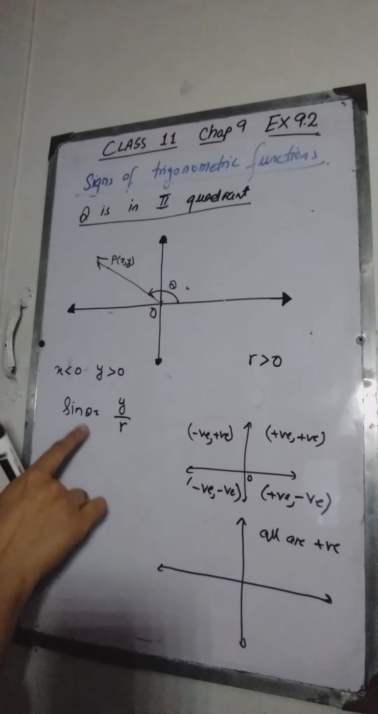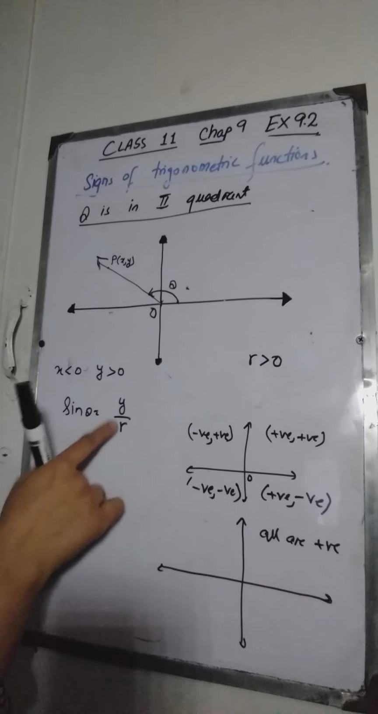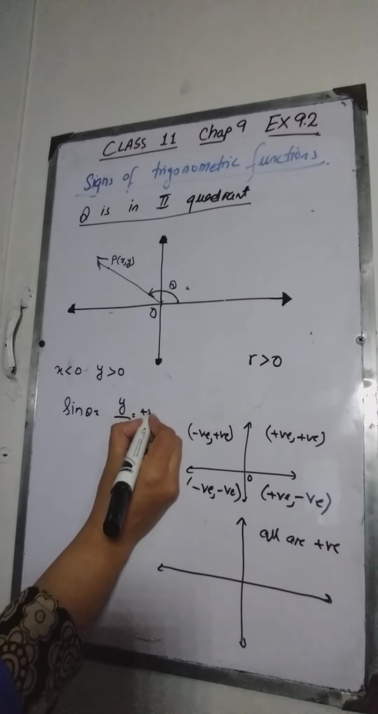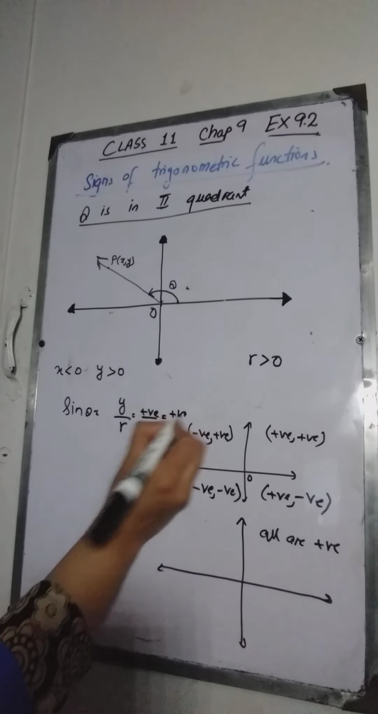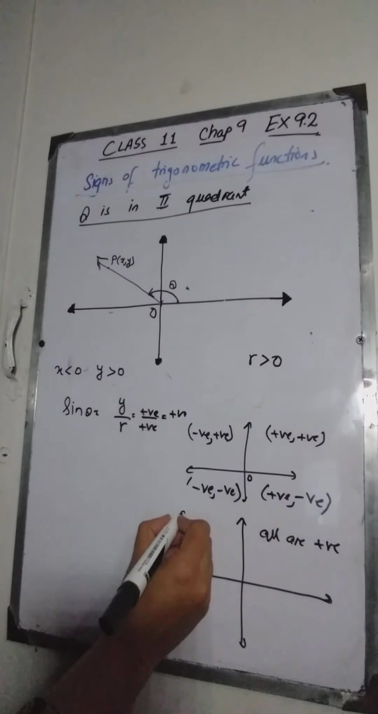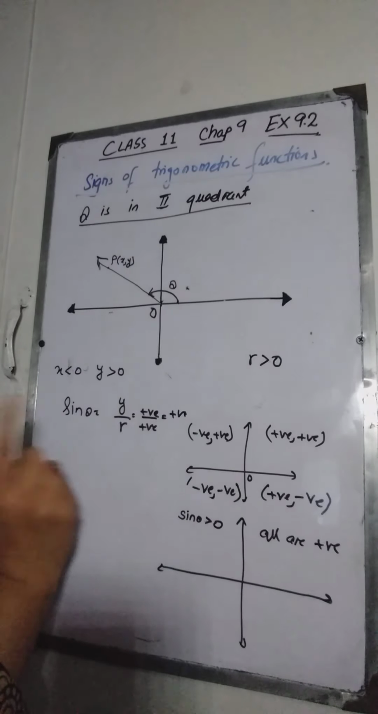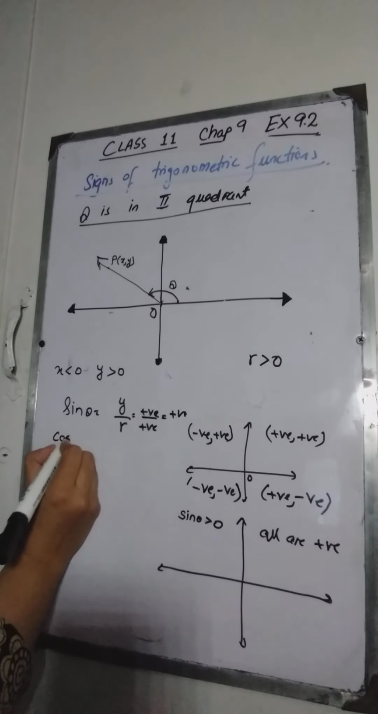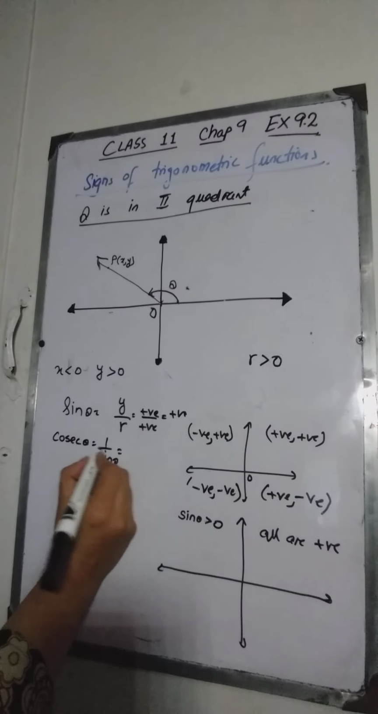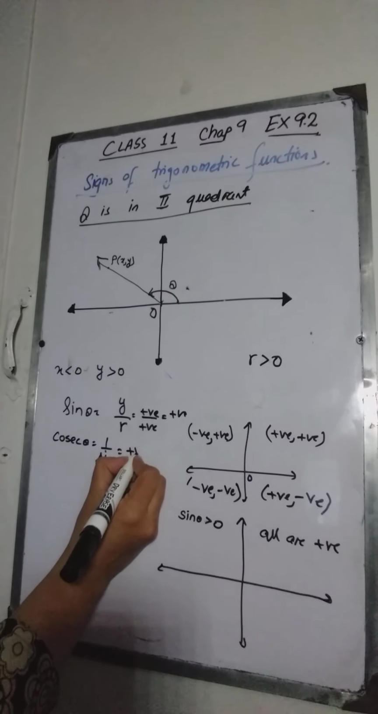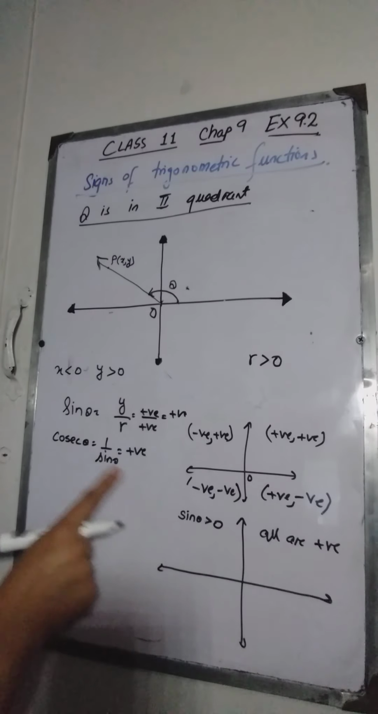So in this case sine theta will be positive because y is positive and r is always positive, we know. Both these quantities are positive, which will make sine theta positive. So in the second quadrant sine theta will be greater than 0. If sine theta is positive, then obviously cosecant theta, which is the reciprocal of sine theta, will also be positive, because positive over positive again gives a positive sign. So sine theta and cosecant theta always have the same sign.